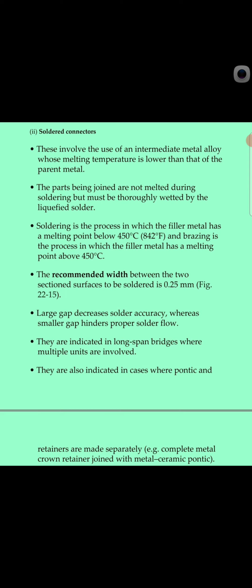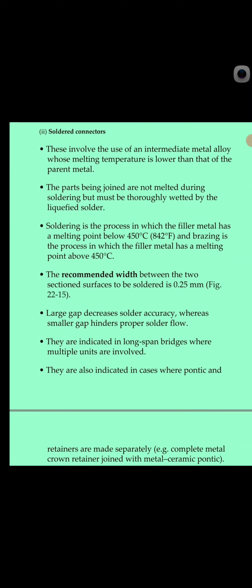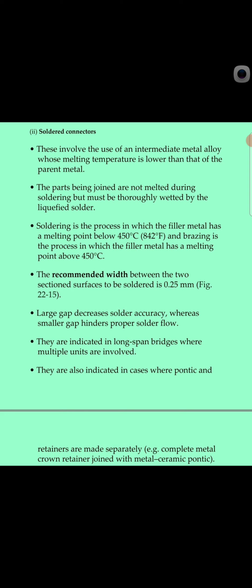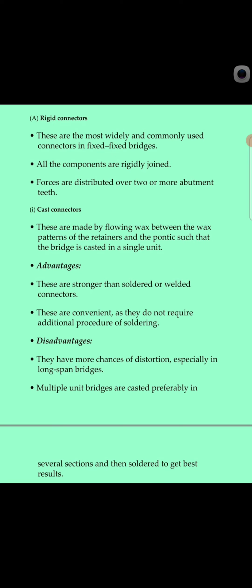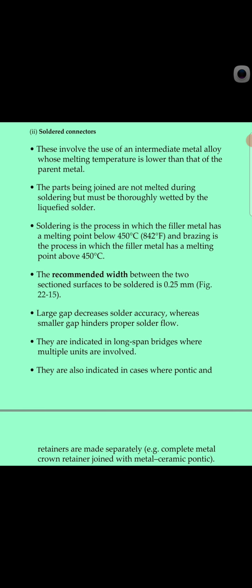Now come to the second, the soldered connector. Here there is a soldered connector. A soldering gap of 0.25 mm is recommended to allow proper flow of solder between pontic and retainer. Soldered connectors involve the use of an intermediate metal alloy whose melting temperature is lower than that of the parent metal. But in a cast connector, the material we flow has the same melting point as the metal of the pontic and retainer, meaning the parent metal.